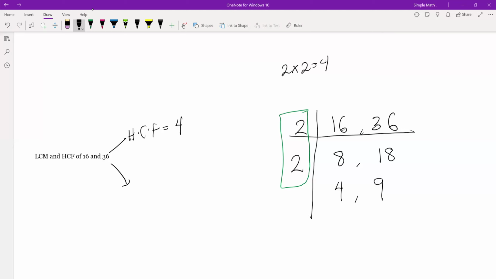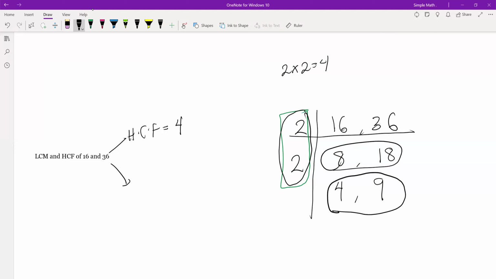Now the LCM is going to be both the outside and what's left inside. Remember, what is left inside. Don't add these ones, you add the last line. So what's left inside becomes 2 times 2 times 4 times 9. 2 times 2 is 4. 4 times 9 is 36.